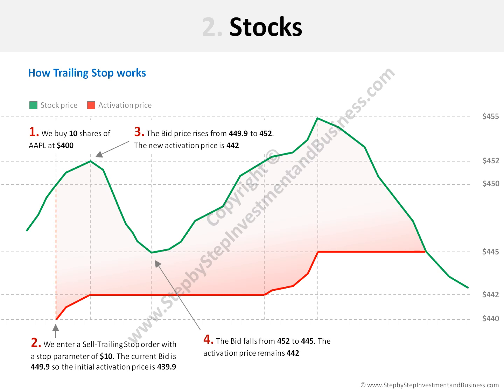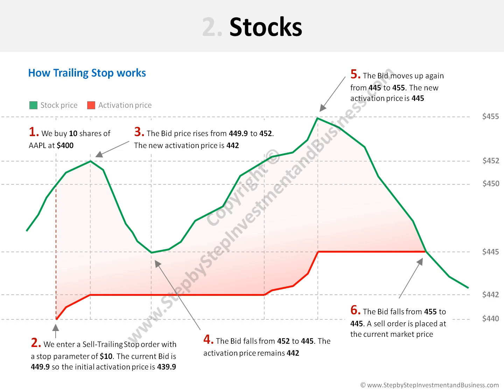Suppose that after a while, the bid falls from $452 to $445. During that fall, the activation price does not change, it remains $442. Suppose that after that fall, the bid moves up again from $445 to $455. At that time, the activation price is recalculated. The new activation price is $445 in order to maintain the difference of $10 we had entered as stop parameter.